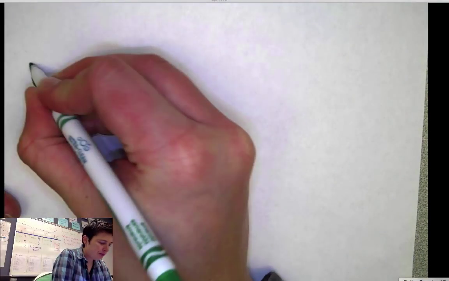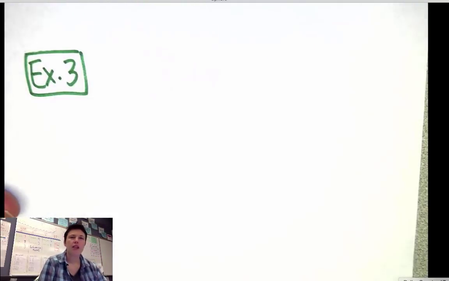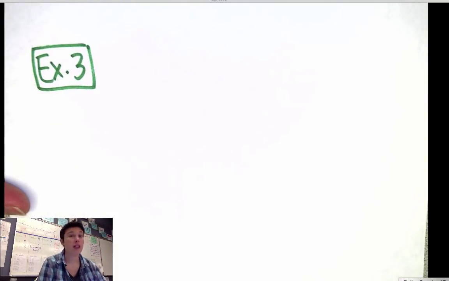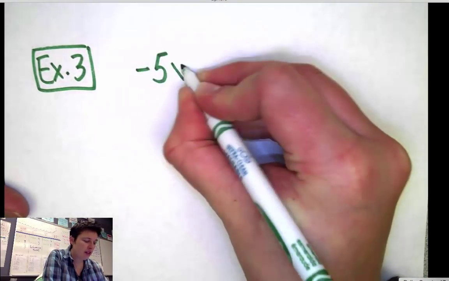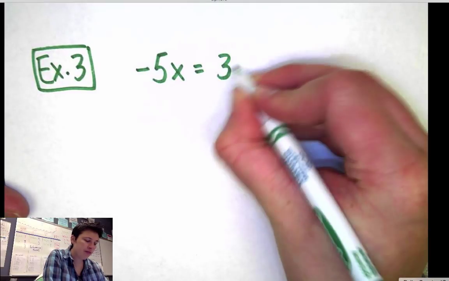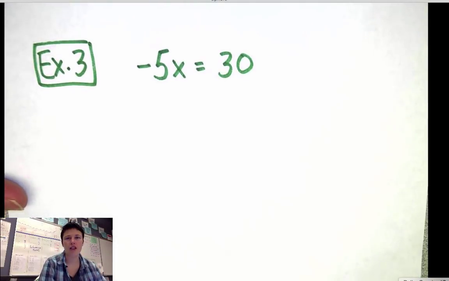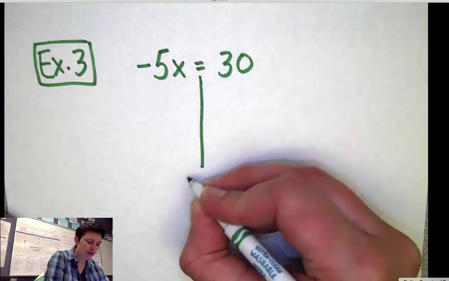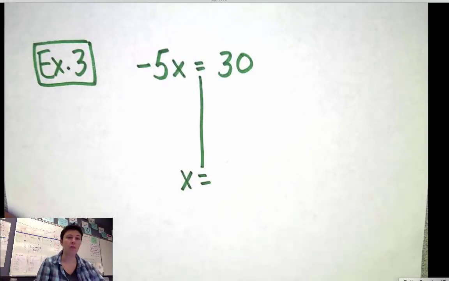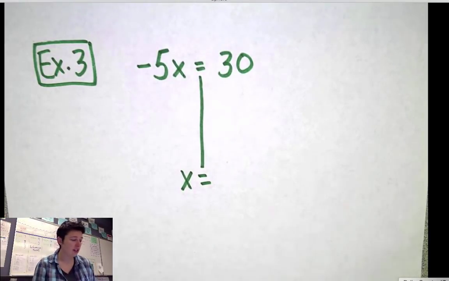Example 3. This time, let's look at a problem that looks like this. Let's say we had negative 5x equals 30. Okay, so line down the middle. We want to solve for x. We want to get x all by itself. This time, the number that needs to leave the x is that negative 5 that's right there.